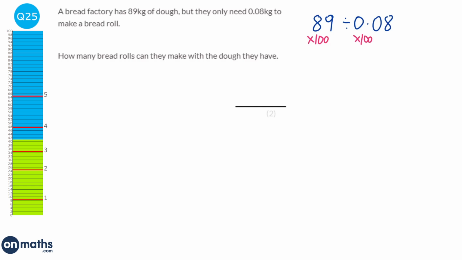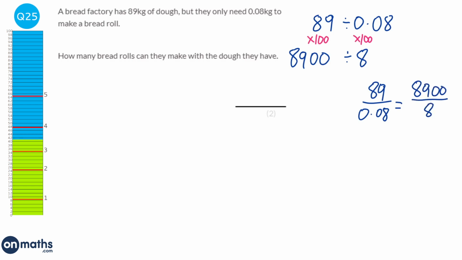because it will make the division a lot easier, because it will make this right hand side, instead of 0.08, it will just make it 8. The reason we can do that is 89 divided by 0.08 is the same as 89 over 0.08, and as a fraction we can just times top and bottom by 100, so it would be 8,900 over 8.